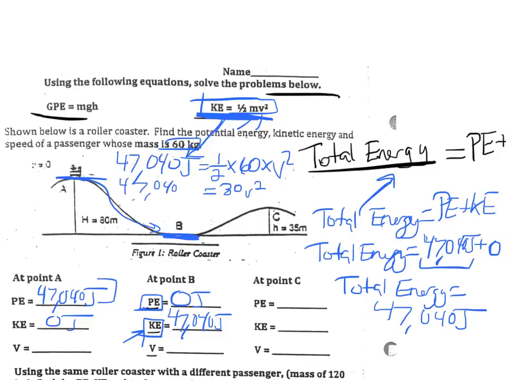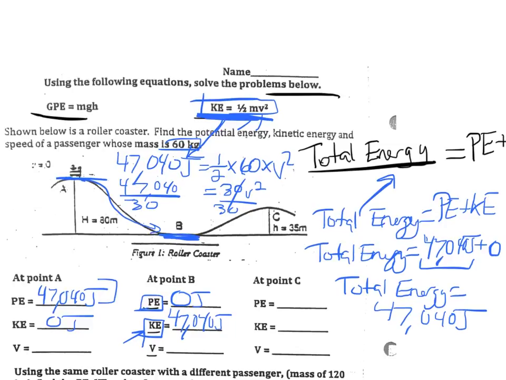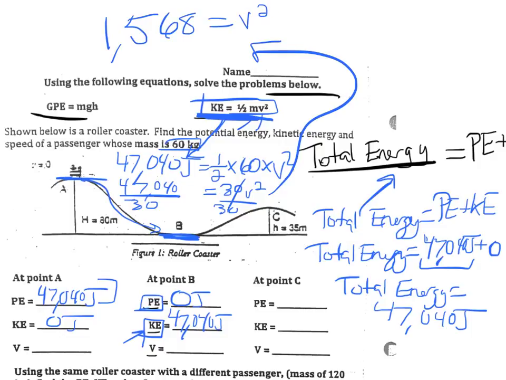47,040. Now I'm trying to solve for this v, so I'll divide out the 30 on both sides. These 30s will cancel, and I'm just going to bring everything right up here to the top. I end up with 1,568 equals v squared. Now I'm almost there. I want to find out the velocity, not the velocity squared. So to get rid of this little square, I need to do a square root. Those will cancel then. If I do that to one side, I've got to do it to the other.